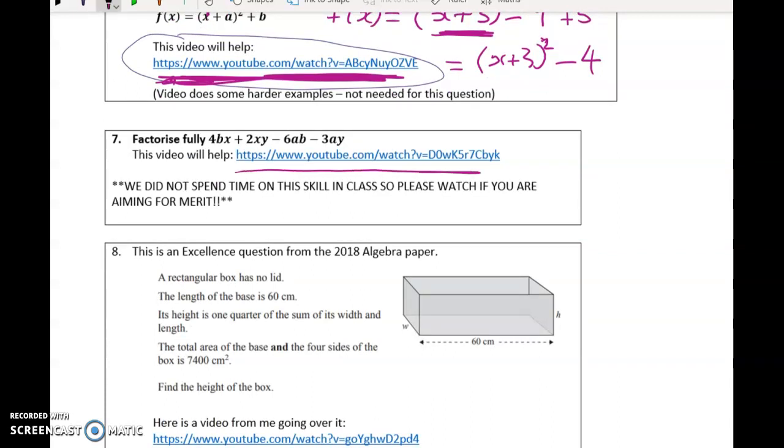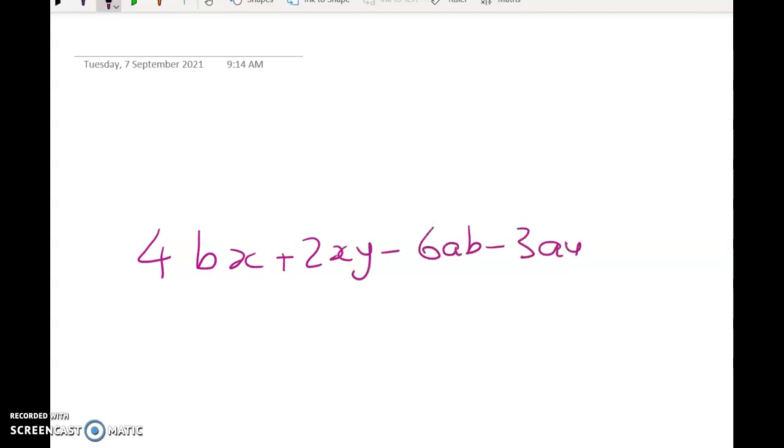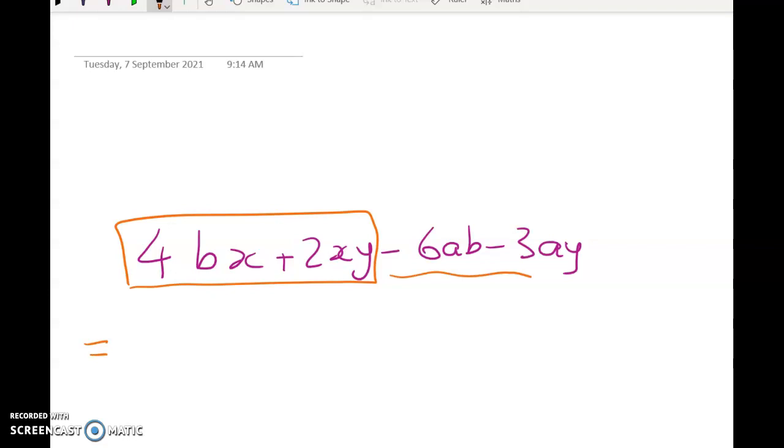And this video, again, goes through it with lots of examples, but I'm just going to do this one here, and I'll do this on a new page. So we've got 4bx plus 2xy minus 6ab minus 3ay. When I look at that, it looks horrible. There are 4 variables. But again, I take this method of just worrying about the first 2 terms and looking at a common factor in there, and then hoping that something's going to fall out that's similar in this bit here.